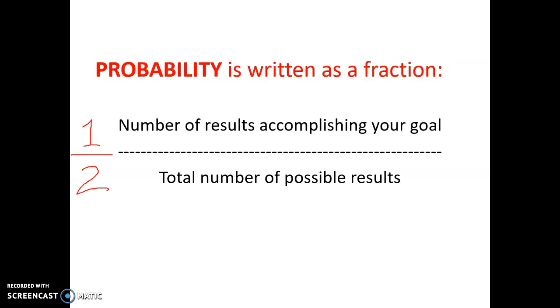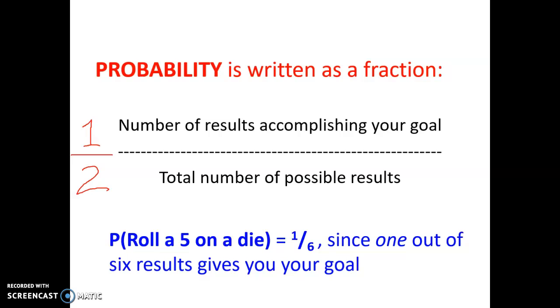Another very common way to talk about probability is a standard 6-sided die. So let's say that you have a standard 6-sided die, a cube, and it's numbered 1, 2, 3, 4, 5, and 6. So your bottom number would be a 6, since there are 6 possible results. And let's say that you win if you roll a 5. Well, there's only one 5 on the die. So you would put a 1 as your numerator. Your chances of winning if you have to roll a 5 are 1 out of 6. 1 five out of 6 total possible results.